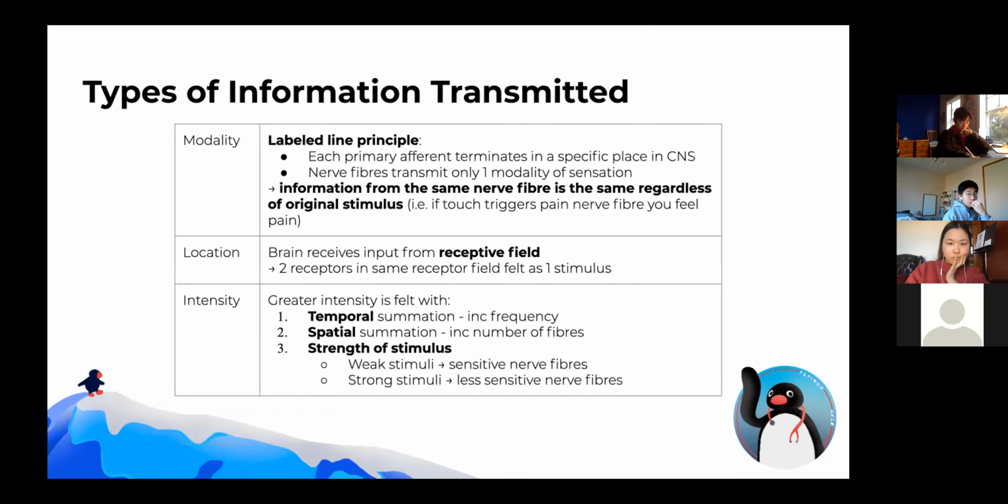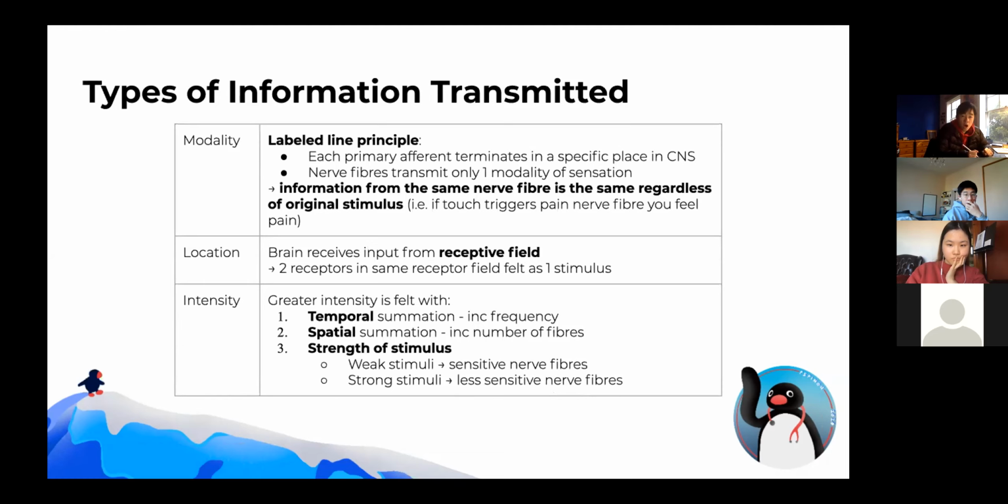Okay, so this is the important part. So types of information that's transmitted, it's known as the label line principle. Basically, information from one nerve fiber is the same regardless of the original stimulus. So if you touch something and that triggers a pain nerve fiber, you feel pain. Okay, and nerve fibers transmit only one modality of sensation.